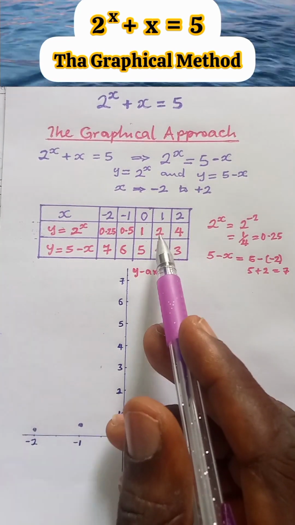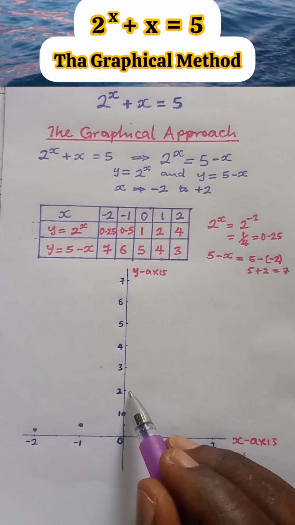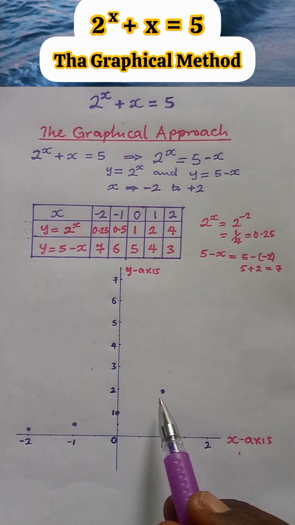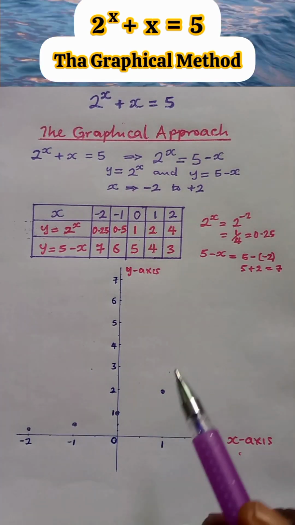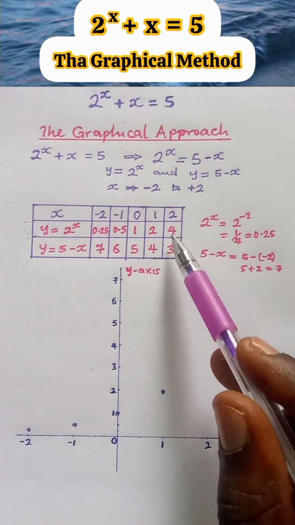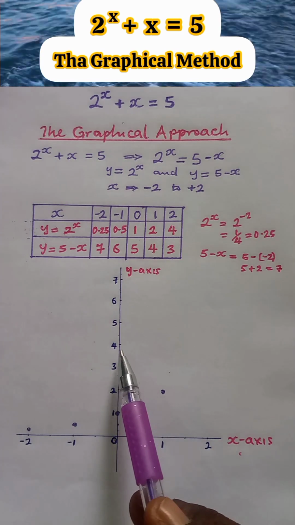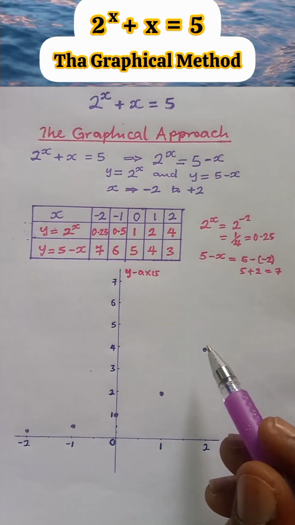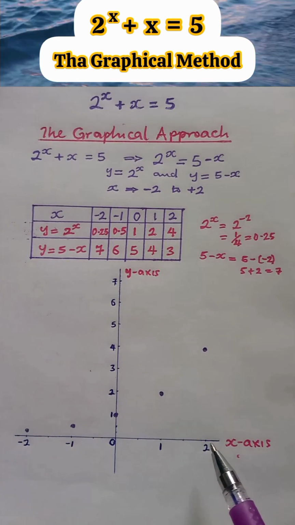Next, when x is 1, y is 2. We trace it down here and put our point there. We have our point there that corresponds to 2 on the y-axis and 1 on the x-axis. And finally, when x is 2, y is 4. We're going to put our point there. So we have the point here that corresponds to 4 on the y-axis and 2 on the x-axis.